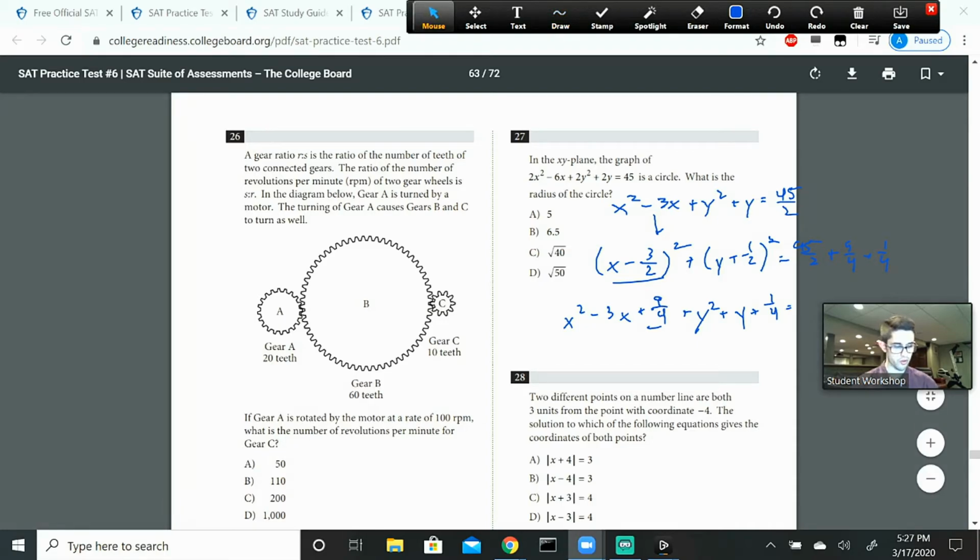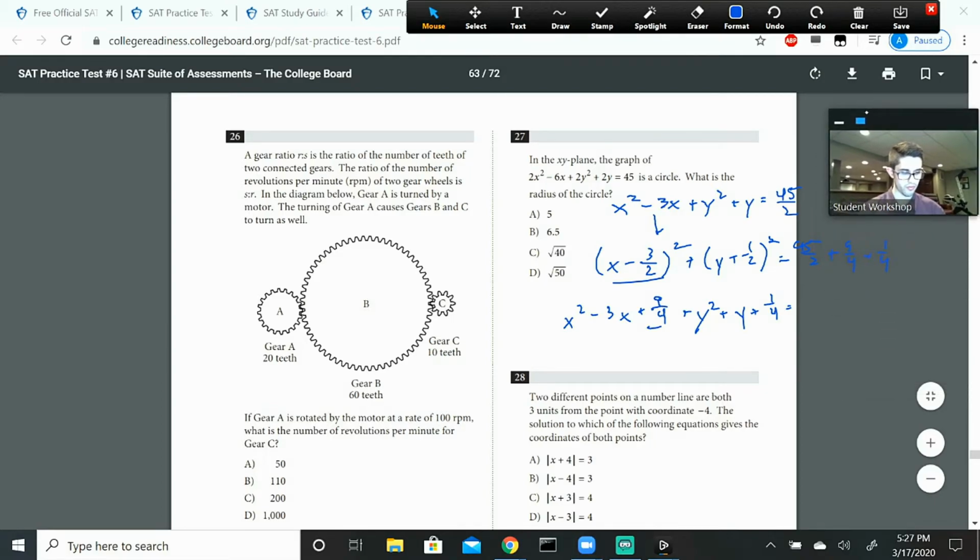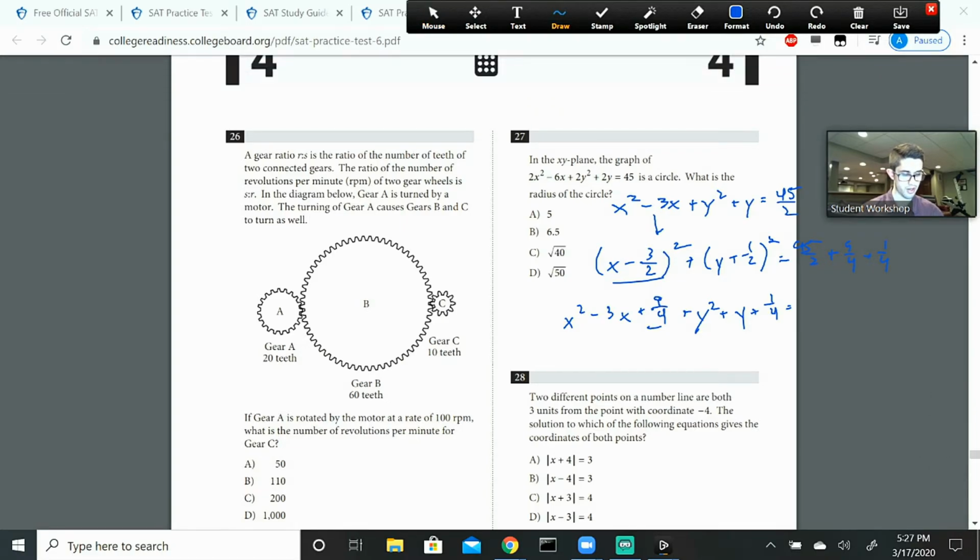Now all we have to do is figure out what 45 halves plus 9/4 plus 1/4 is. I'm going to give it a common denominator of 4, so 90/4 plus 10/4 is 100/4, which is just 25, and that is going to be our r squared, so r must be 5, which is A.